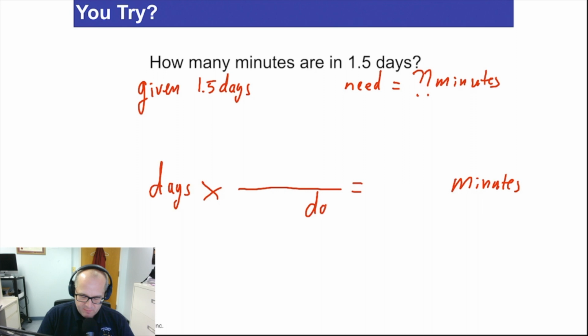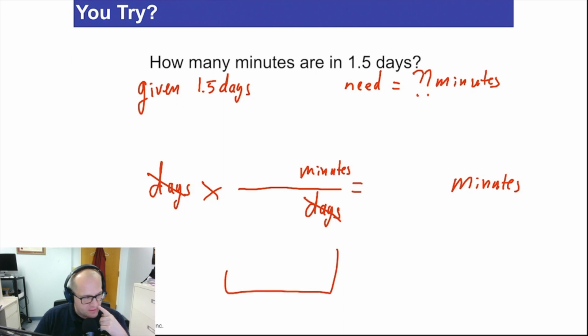Days go on the bottom, so the days will cancel, and then minutes will go on top. But wait a minute. I don't happen to know the conversion factor here. I don't know how many minutes are in a day. I have no idea. But I do know how many hours are in a day.